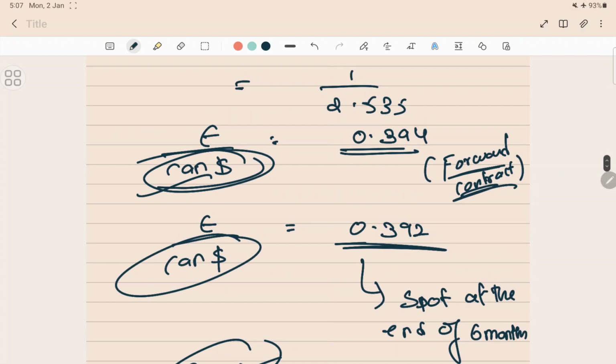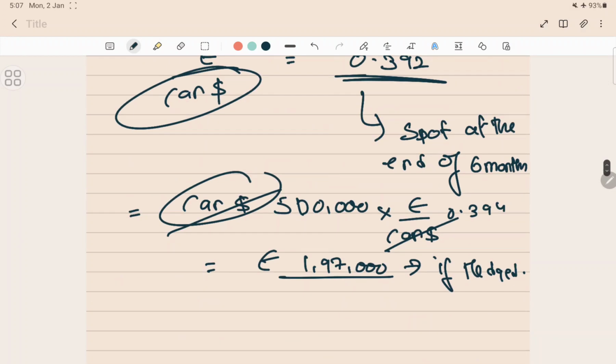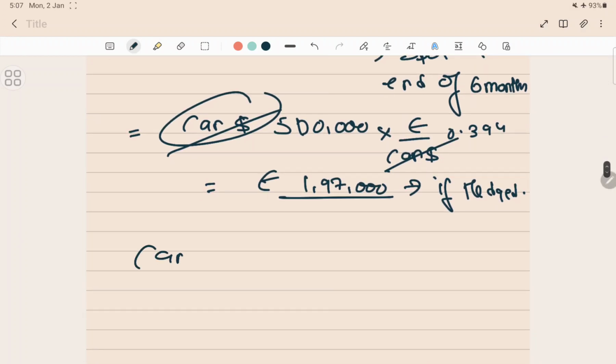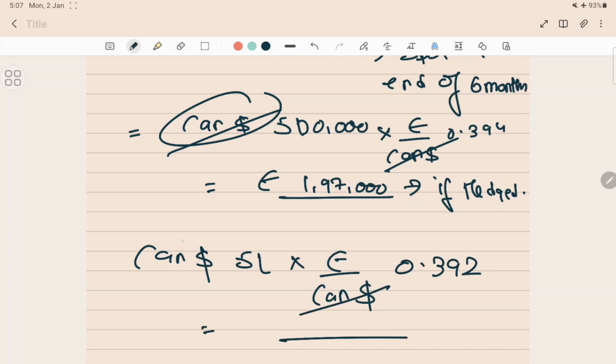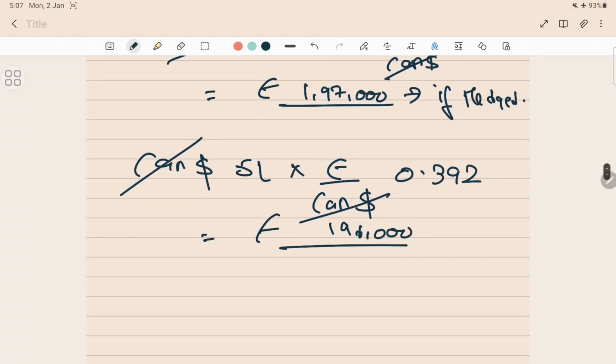And the other one is 0.392. So Canadian dollar 5 lakh into pound upon Canadian dollar, 0.392 comes up to pound. 0.392 into 5 lakh is 1,96,000 pounds. Okay, this is the actual rate, spot, that is spot at the end of 6 months.